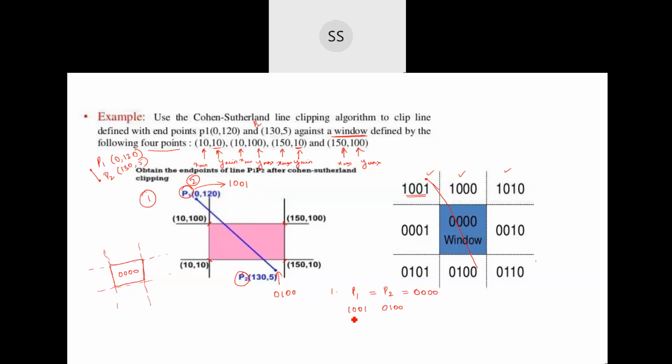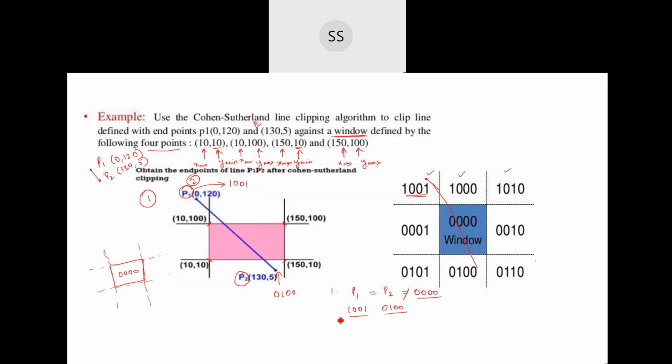0100. But this is not equal to this and this is also not equal to this. That means P1 and P2 are not inside my window. The endpoints P1 and P2 are not inside my window. That is what you understand by this.